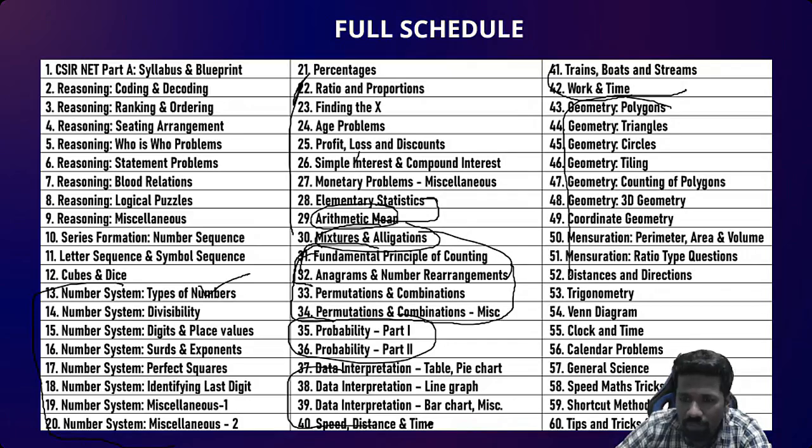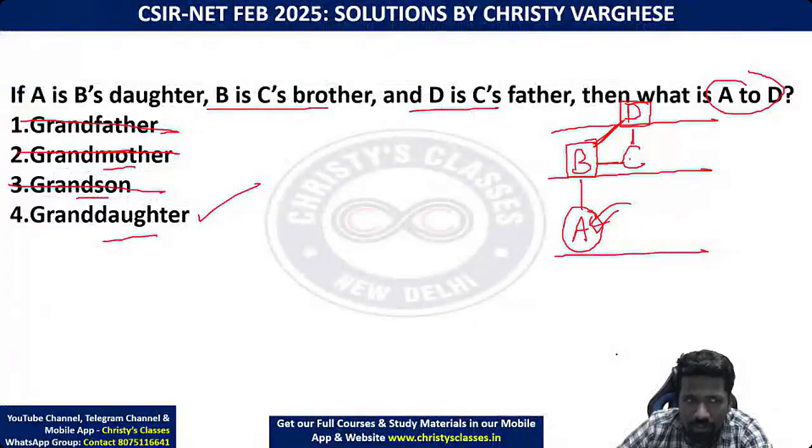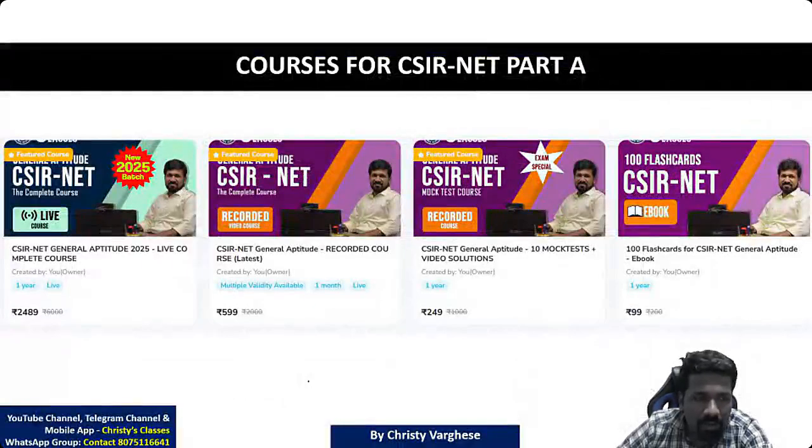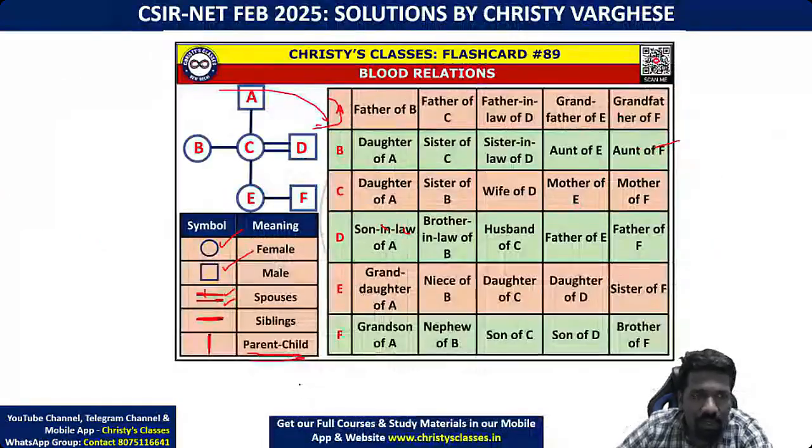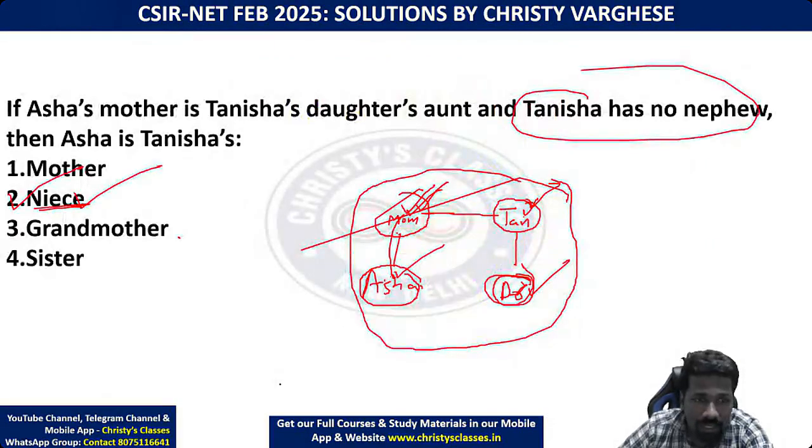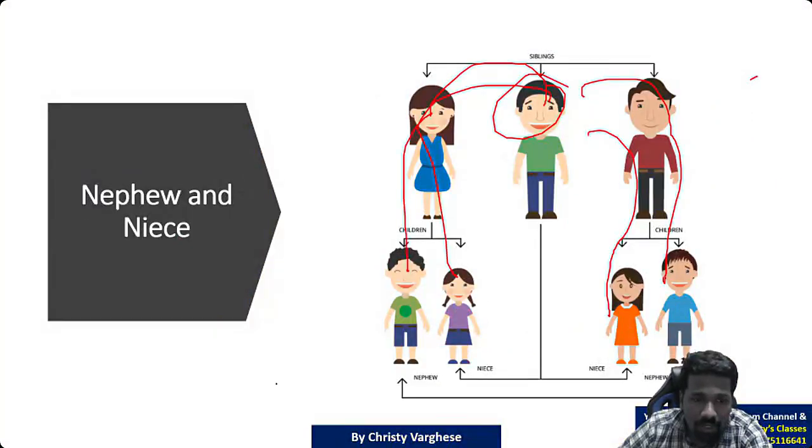Geometry, all these topics are on geometry. Then clock and time, calendar, general science, all these will be covered. So now each of the questions, which chapter they belong to, I will tell you. This was a blood relation question. The same question paper had 2 questions on blood relation.